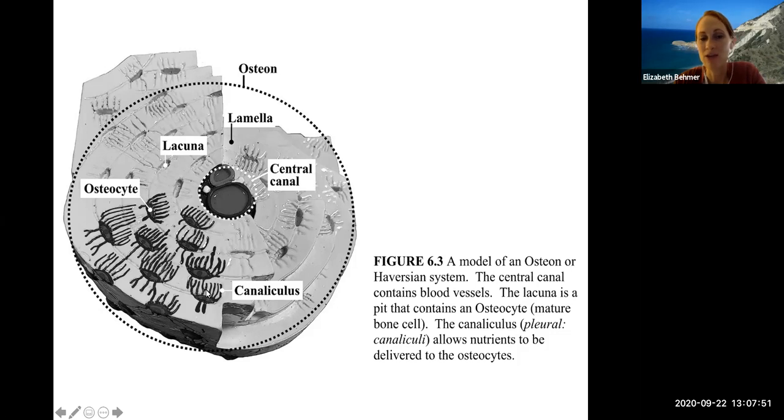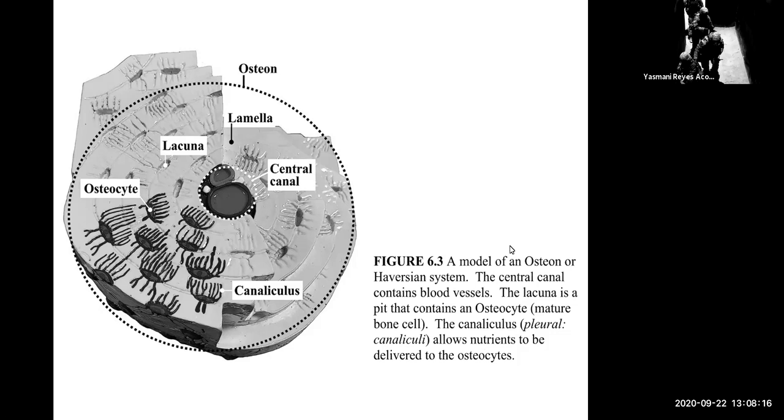And again, canaliculus is singular, canaliculi is plural, but these are just the radiating pieces that will connect the lacuna together so that your osteocytes can communicate with each other. Why do they need to know how to communicate? If there's bone stress or bone damage, these cells need to be able to communicate with each other. And it also allows nutrients to be delivered to the osteocytes.